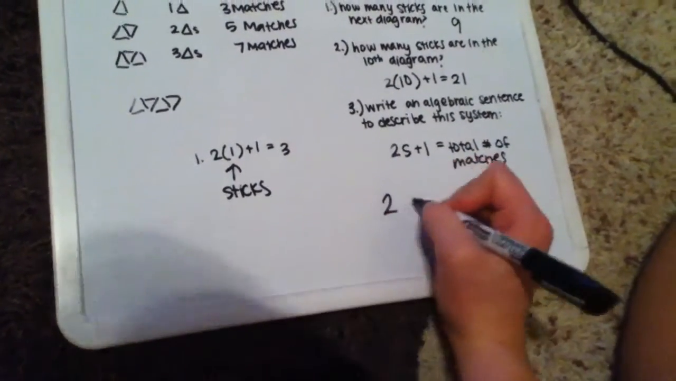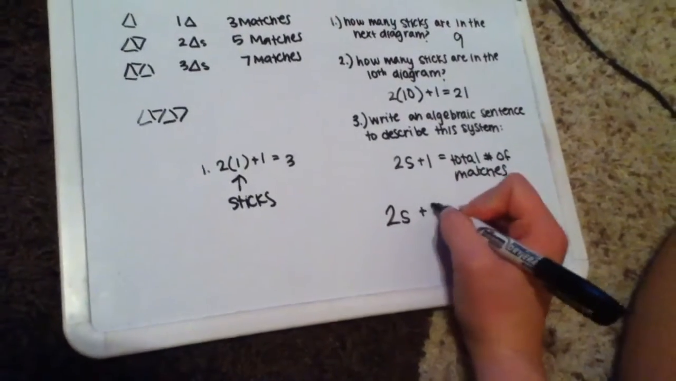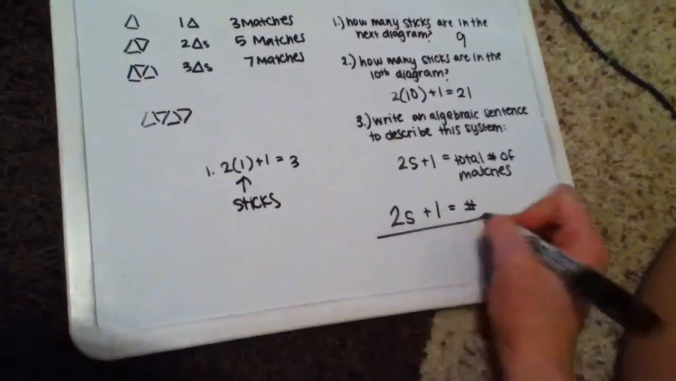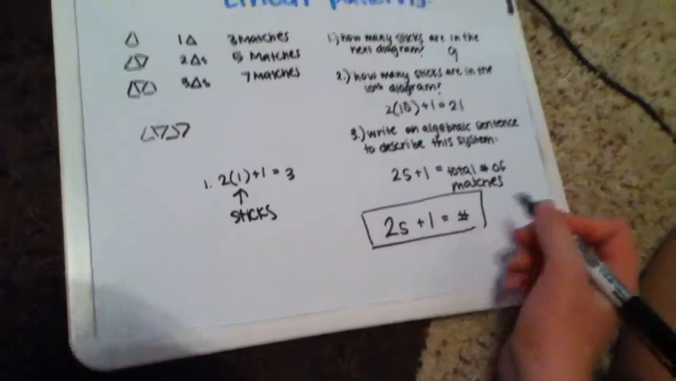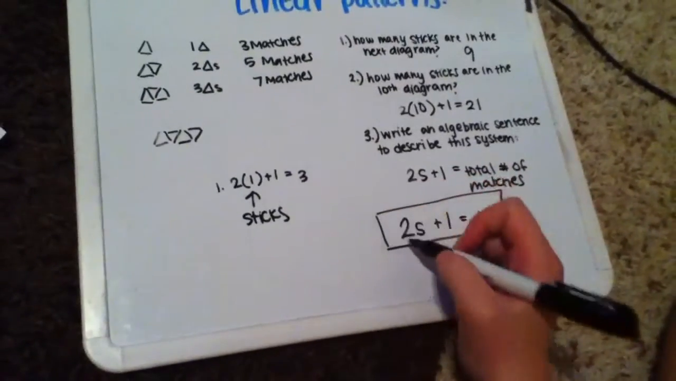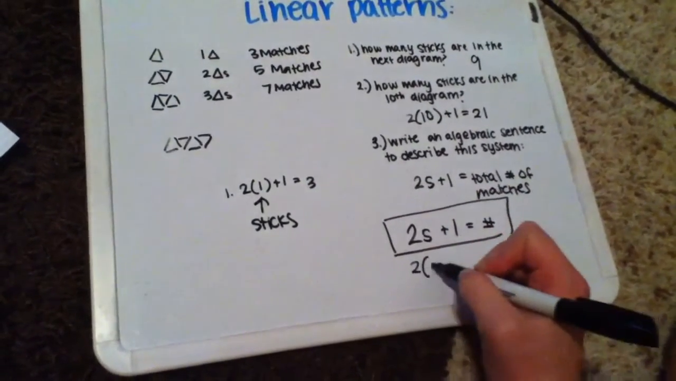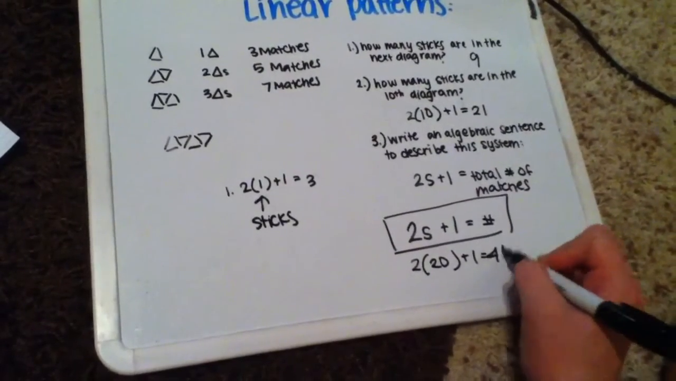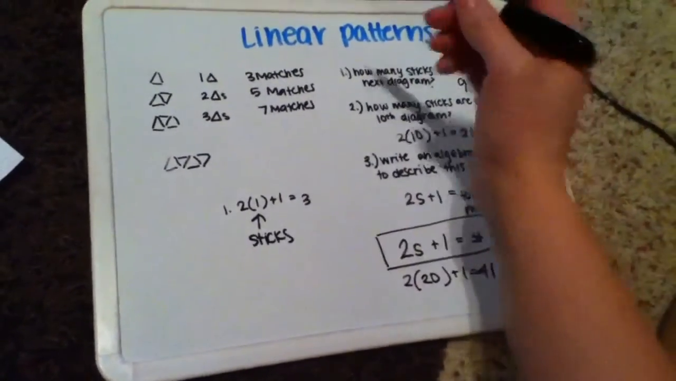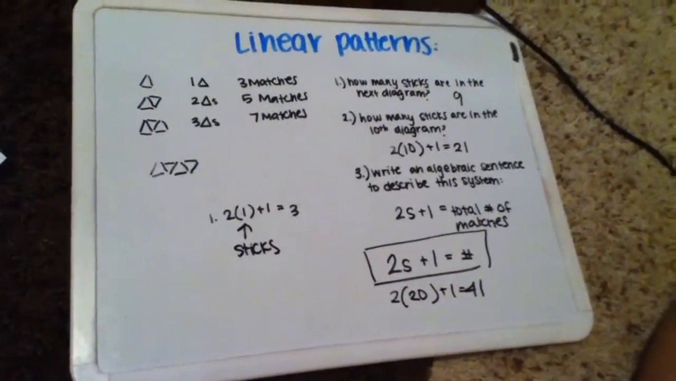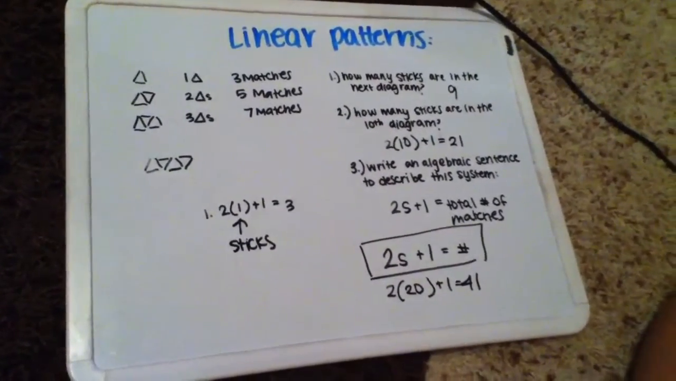So 2s plus 1 equals the number that we need. So that will be our algebraic expression. So now we can use that for anything we might need. So let's say we wanted to do the 20th. We could go 2 times 20 plus 1 would equal 41. So now we know what the 20th would look like without going through each individual one. So this logic will be easy for students to understand, and it'll also save a lot of time in the process.